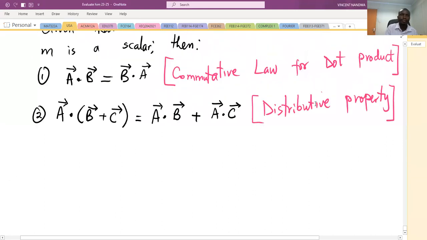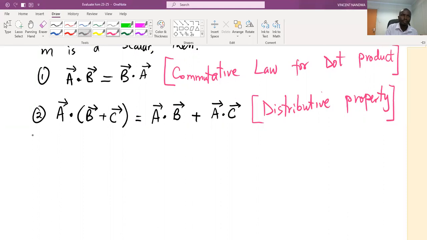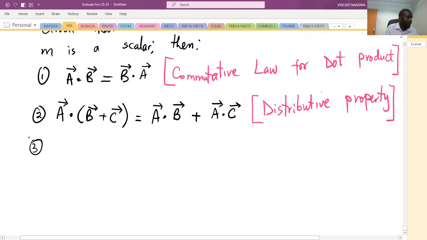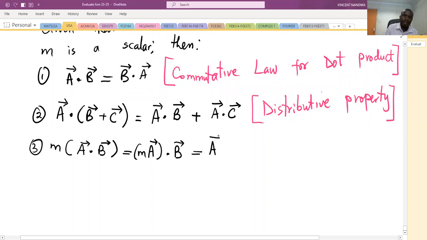And then number three, if I have m multiplied by the dot product of A and B, I get the same result as saying m multiplied by A first, and then I dot the result with vector B, or I take vector A and dot it with the scalar m multiplied by vector B, and the same thing as taking A dot B, and then finally multiplying by m.